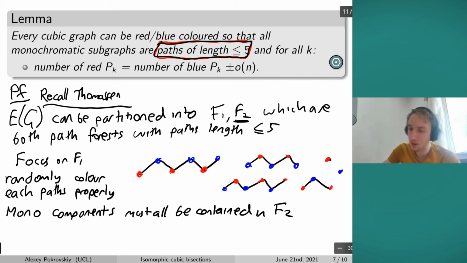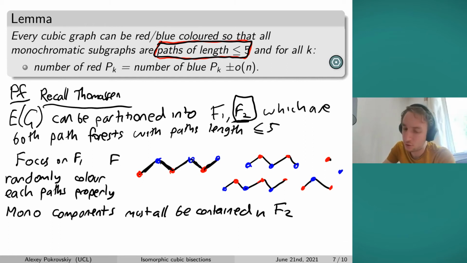So why? Because all of the edges of the original graph are partitioned into these 2 path forests, but in F1, which I've drawn here, there are no monochromatic edges. All of the edges go between a red vertex and a blue vertex. So all the monochromatic edges have to be in the second forest. And because the second forest also has paths of length at most 5, you get that all the monochromatic components you get are paths of length at most 5. And so that does this part of the lemma.